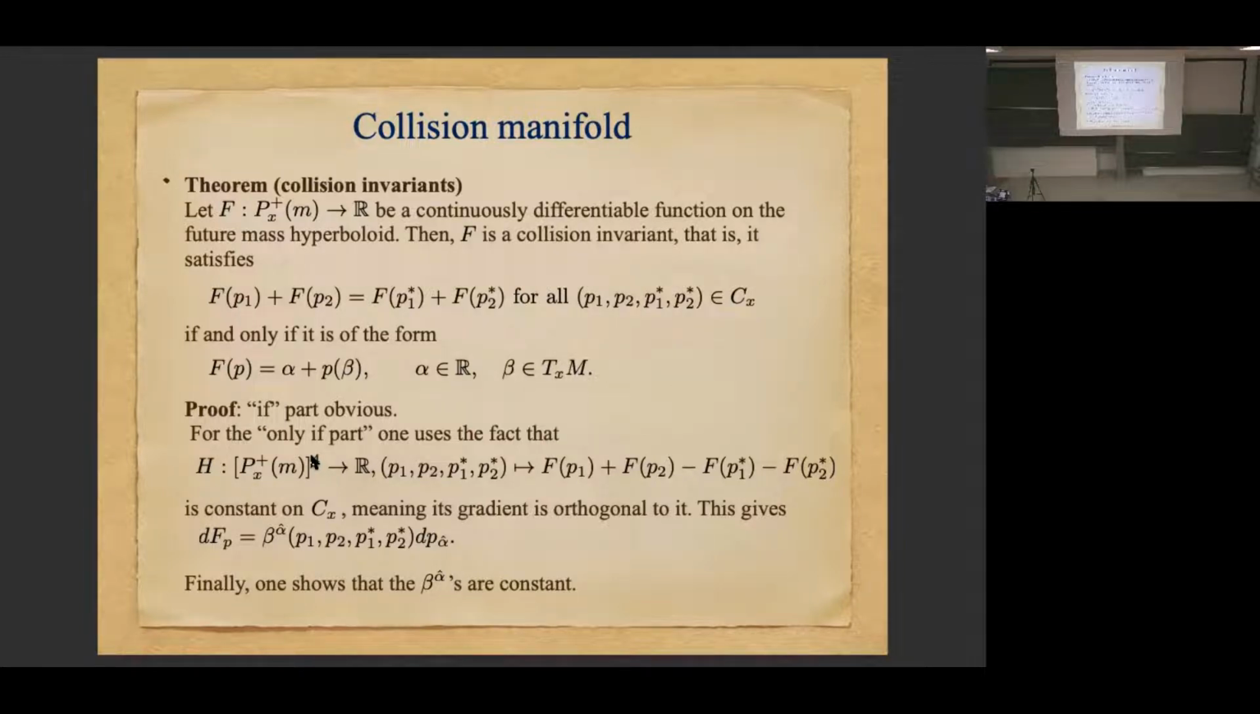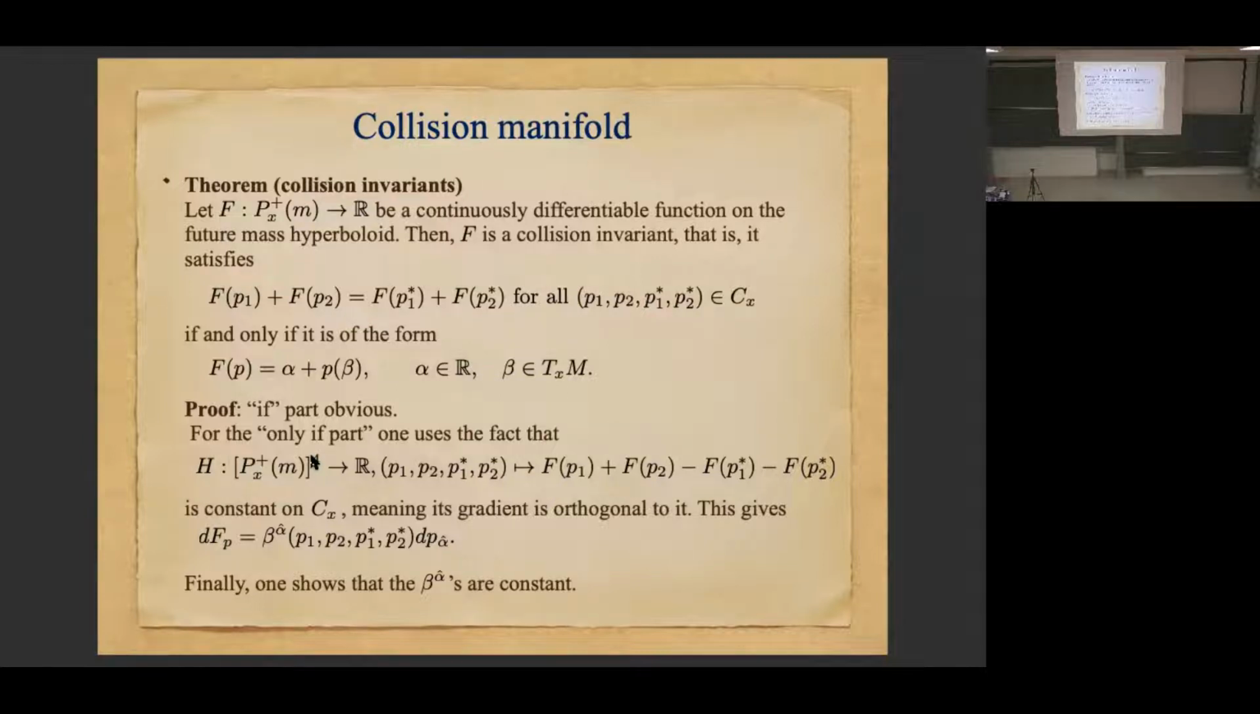All right. Okay, so the if part is obvious. So if f has this form, then clearly the constant will just drop out, and this linear term obviously satisfies this. But the difficult part is to show the converse, but it's already late. So I'm just giving you the idea.